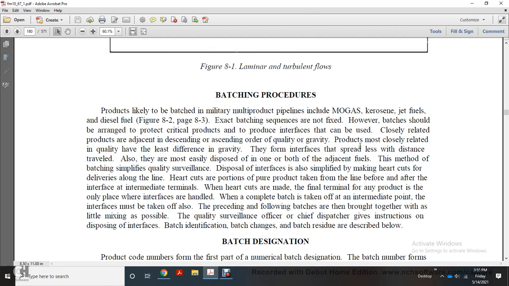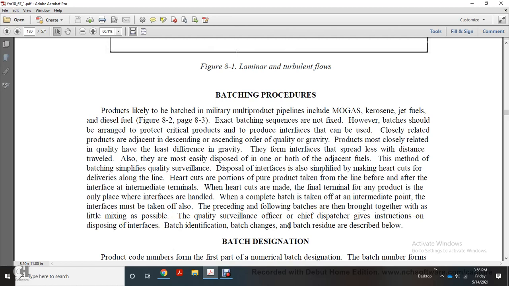Hard cuts are portions of the pure product taken from the line before and after the interface at intermediate terminals, where the hard cuts are made, and the final terminal, where any of the product and only waste of the interface are handled. When a complete batch is taken off at an intermediate point, the interface must be taken off also. Preceding and following batches are brought together with as little mixing as possible. The quality surveillance officer or the chief dispatcher gives the instructions on disposing of the interface.